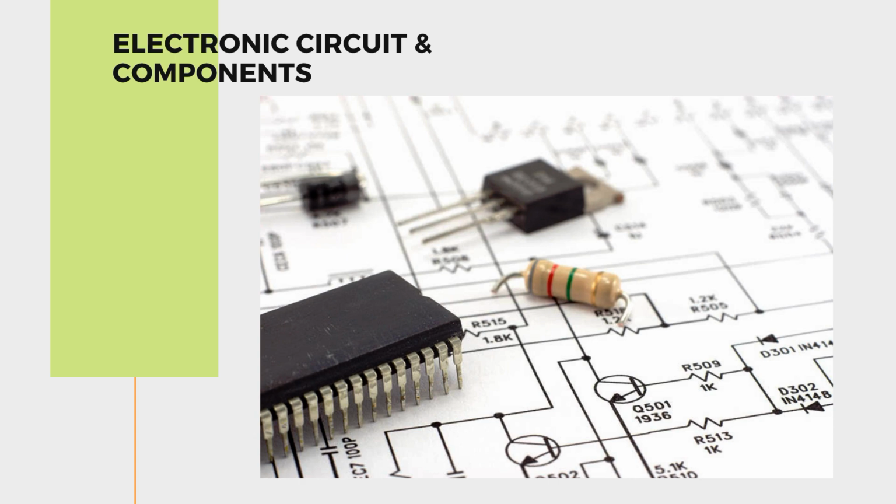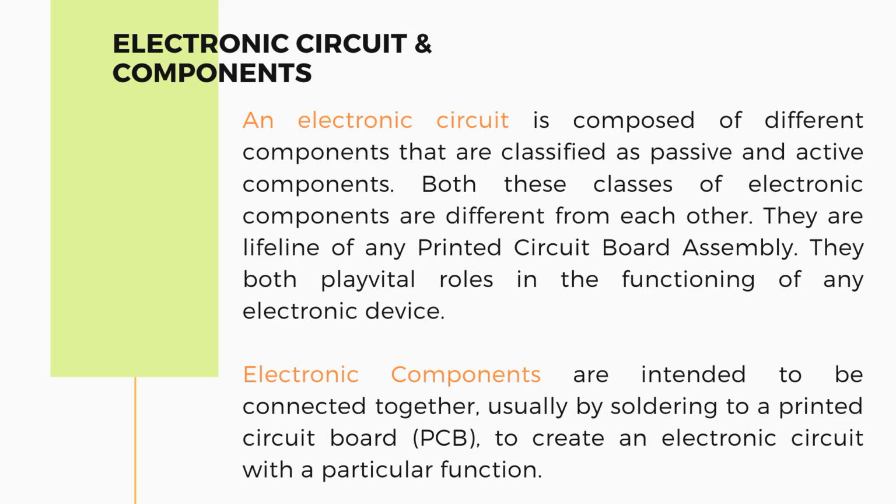Electronic circuit and components. An electronic circuit is composed of different components that are classified as passive and active components. Both these classes of electronic components are different from each other. They are the lifeline of any printed circuit board assembly. They both play vital roles in the functioning of any electronic device.